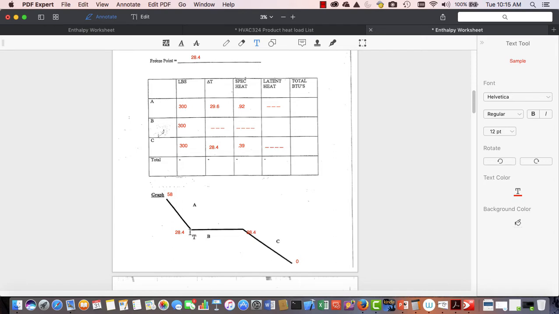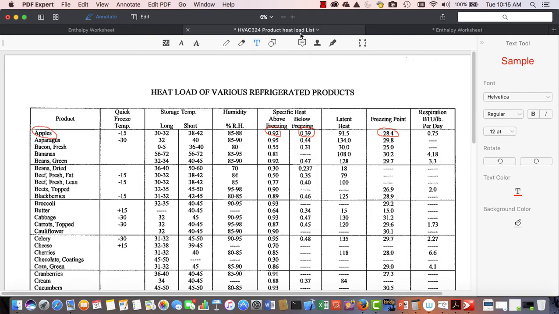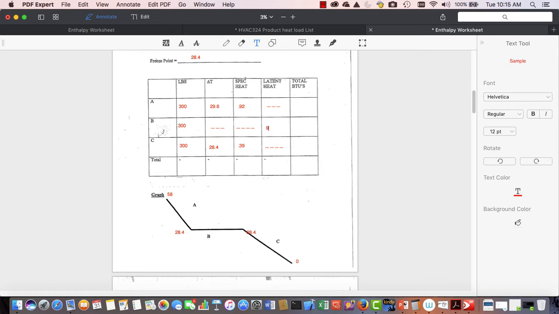Now, for my change of state, which is B, 28.4 to 28.4, I do have a latent heat. So I need to come over here. Latent heat is 91.5. What this is basically saying is that for every pound of apples, to reduce the temperature 1 degree, I have to remove 0.92 BTUs. For every pound of apples, to do a change of state from unfrozen apples to frozen apples, I have to remove 91.5 BTUs. For every pound of frozen apples, to reduce the temperature even more by 1 degree, I have to remove 0.39. So once you have these numbers filled in, it's an exercise in multiplication.